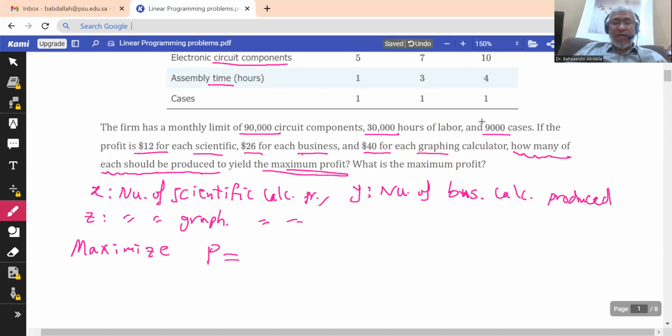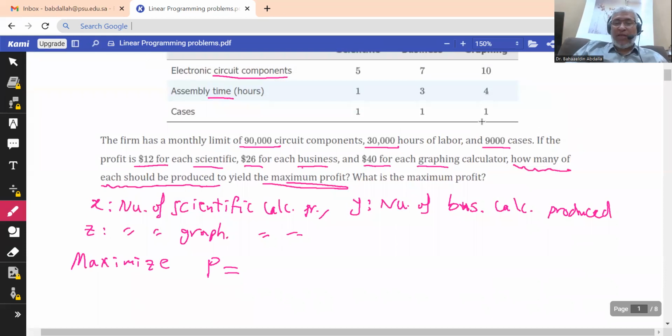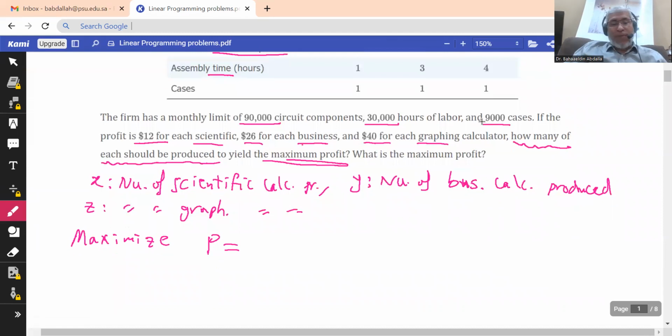And now I need to write the objective function, the profit function. From where do I have the profits? You remember here he said the profit is $12 for each scientific. So if we produce one scientific calculator, the profit will be $12. What if we produce X scientific calculators? For example, X could be 100, could be 200. So what would be the profit for the scientific calculators? It would be 12 times X.